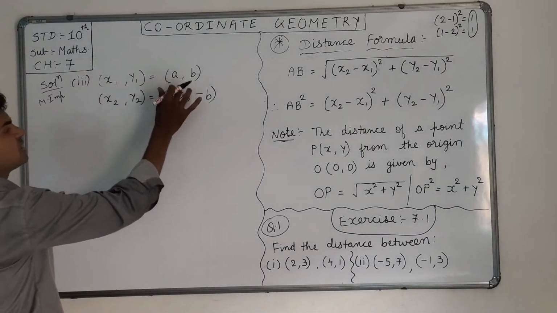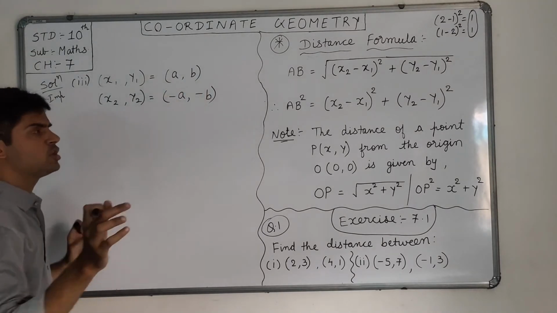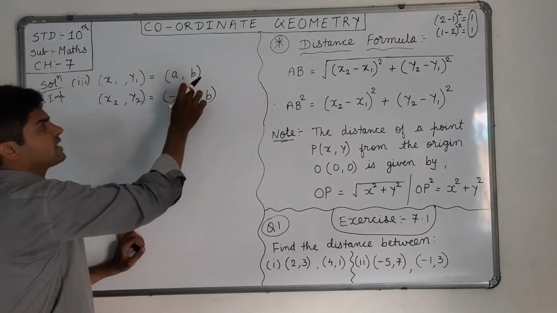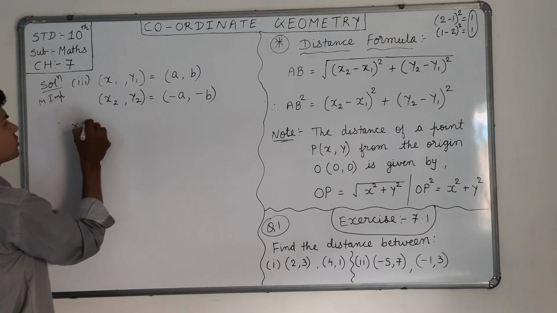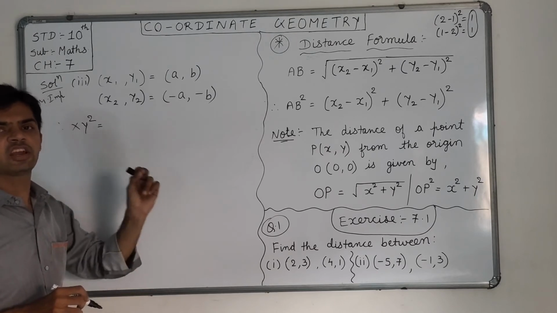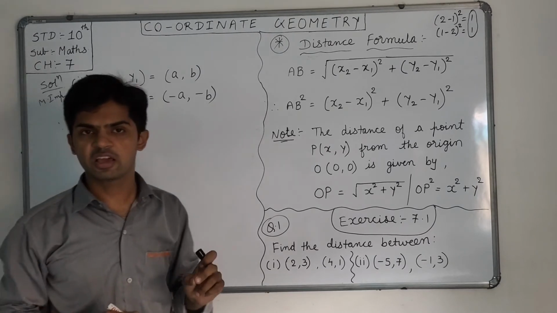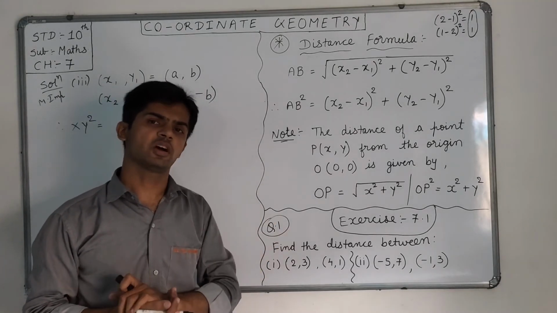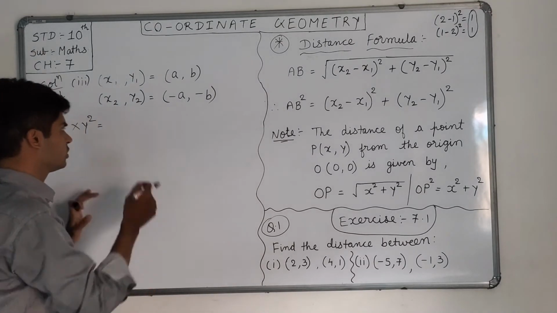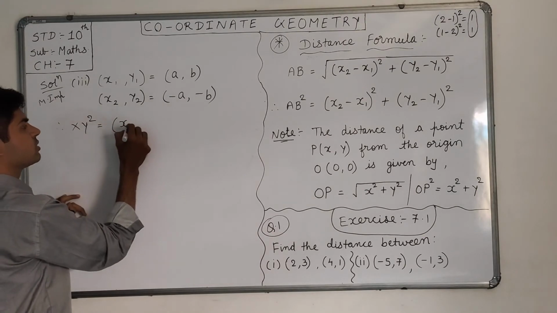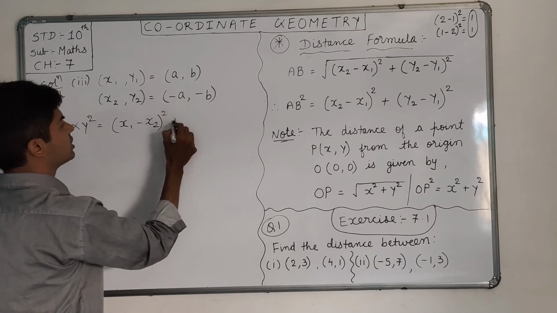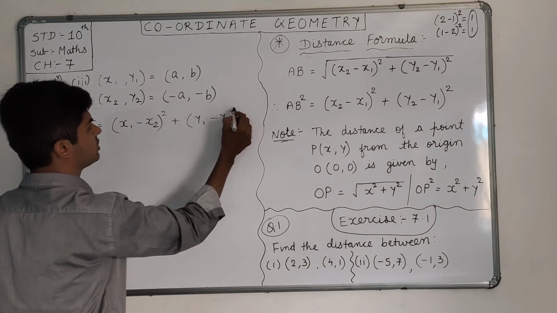Now suppose the distance between these points is xy. So here I will write xy whole square. First of all, it is compulsory to write the formula in each and every sum, so that we can remember the formula. Okay, so formula again: (x1 minus x2) whole square plus (y1 minus y2) whole square.